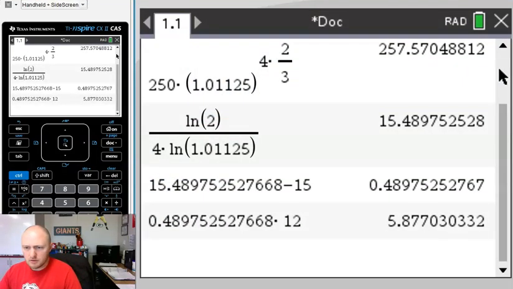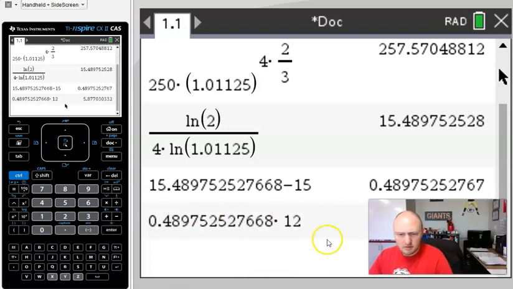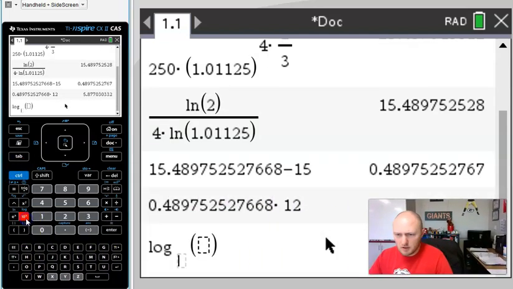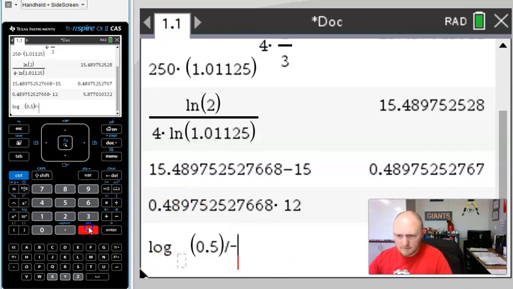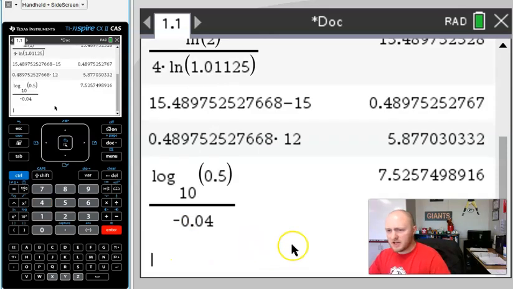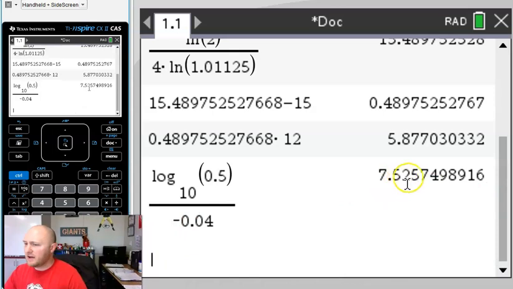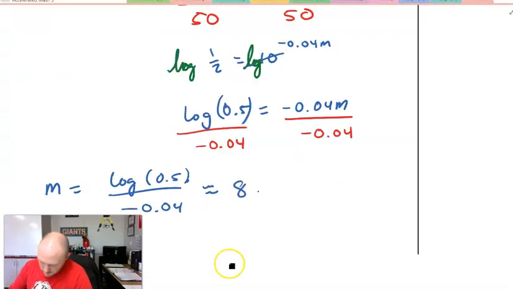So I'm going to look here. Let's go. Okay, log of 0.5 divided by negative 0.04. Notice I'm leaving the log base blank. That's just log 10, automatically log 10 if you're using a TI-Nspire. Here we get 7.525, rounding to the nearest minute. That's going to be about 8 minutes. Approximately 8 minutes.